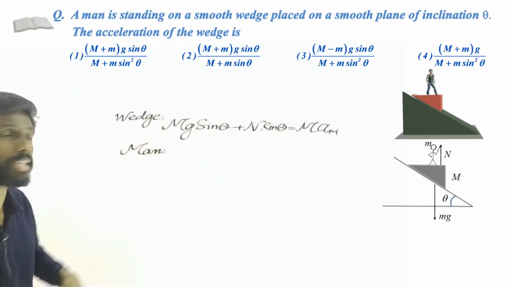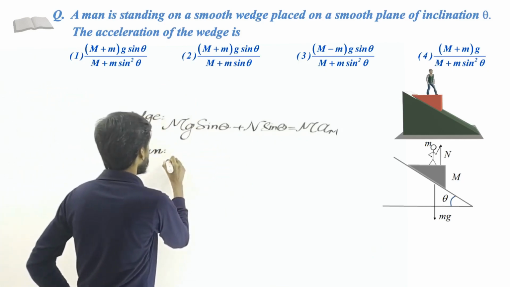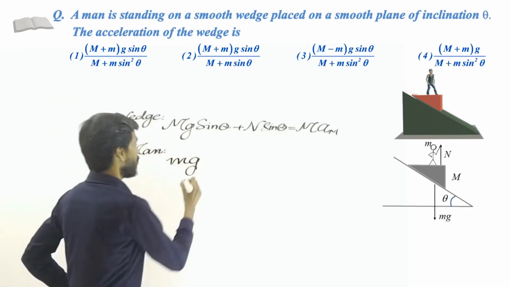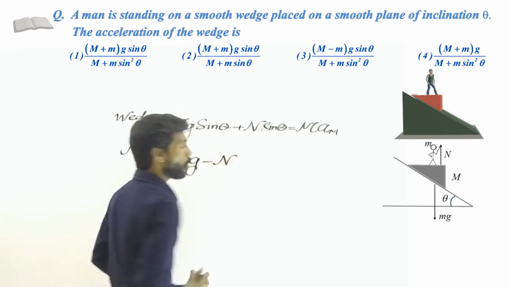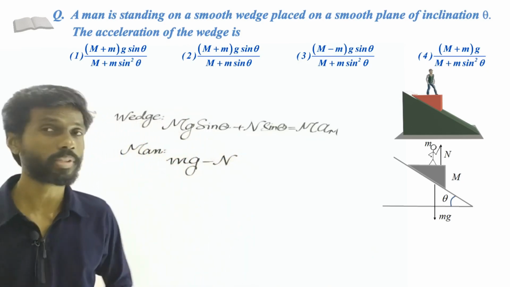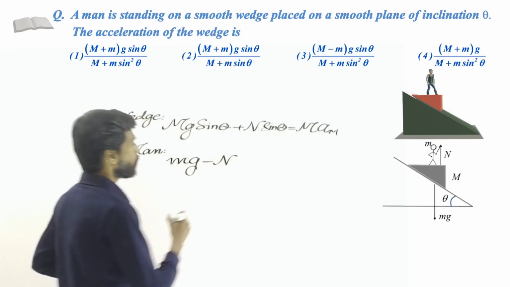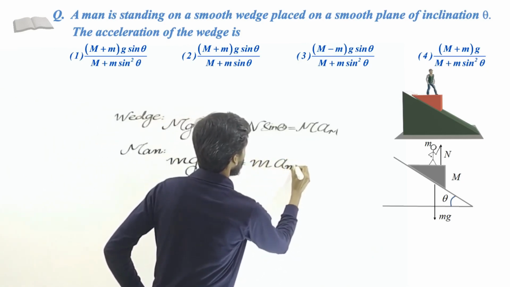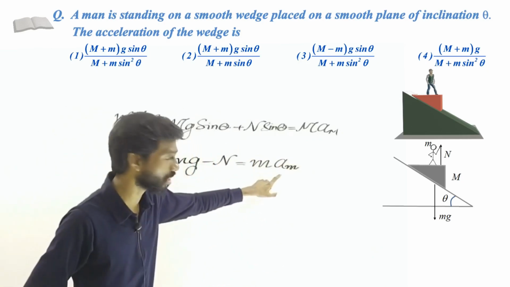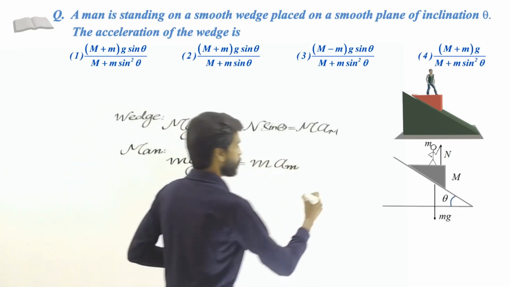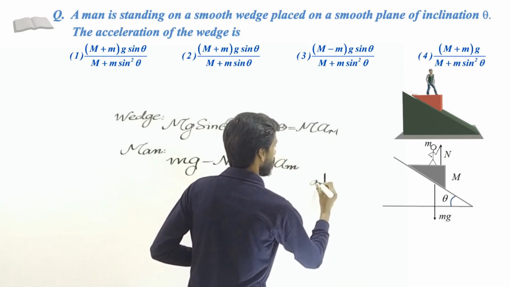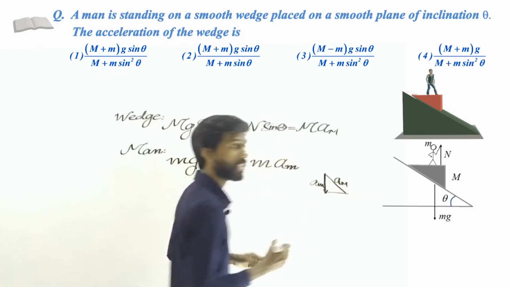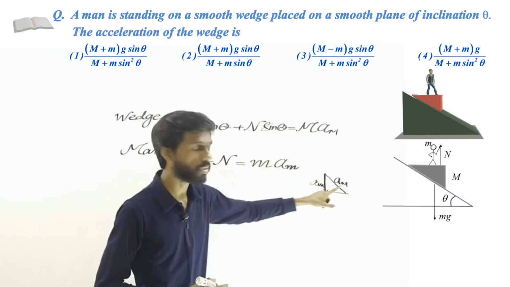So mg in the vertically downward direction, and normal force in the opposite direction, so minus N. This is the total force. These are the forces acting on that man, and that must be equal to mass times the acceleration of m. But this is the acceleration in the vertically downward direction, like this, a_m. But the wedge is moving in this direction. A_M is the acceleration of the wedge.